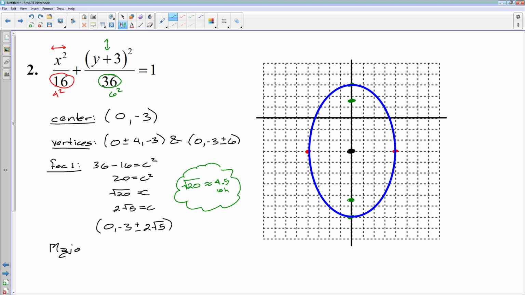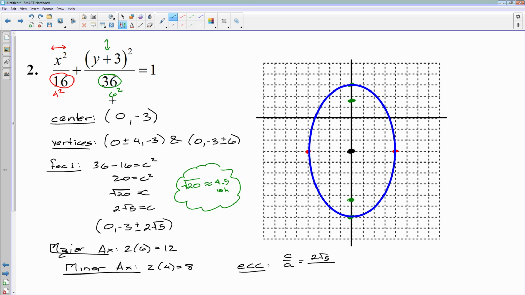Major axis, the long distance between vertices. I went up 6 and down 6, so that's 2 distances of 6, which is 12. Minor axis, I went left and right 4 units, so that's 2 distances of 4, which is 8. And then my eccentricity is c over a. C is 2 square root of 5, and a is 4. No, it's not. A is the larger number. A is 6. There we go.